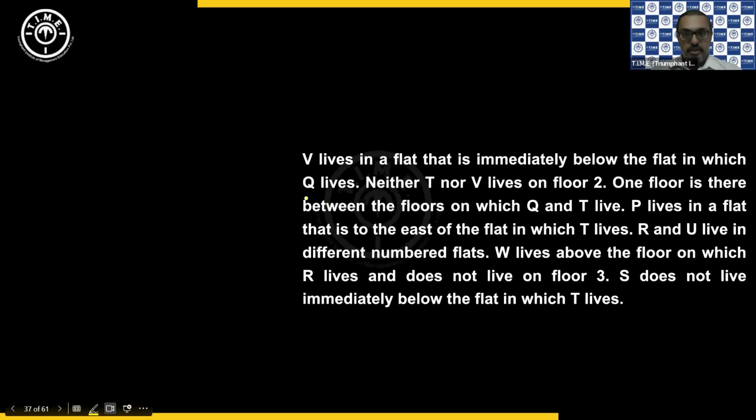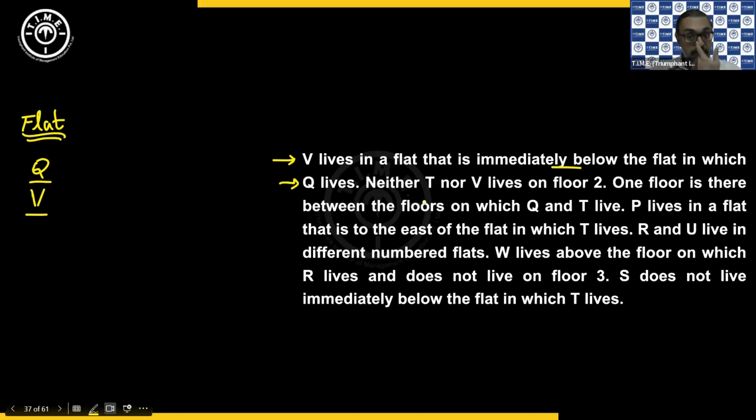Now, coming to the conditions. V lives in a flat that is immediately below the flat in which Q lives. Now check here. When you have multiple flats, the condition will be given either with respect to flat or with respect to floor. Here, he is talking about flat. V is immediately below the flat in which Q lives. So by default, the floor is also immediately below, and the flat number should be the same for both Q and V. It could be flat 1, it could be flat 2.